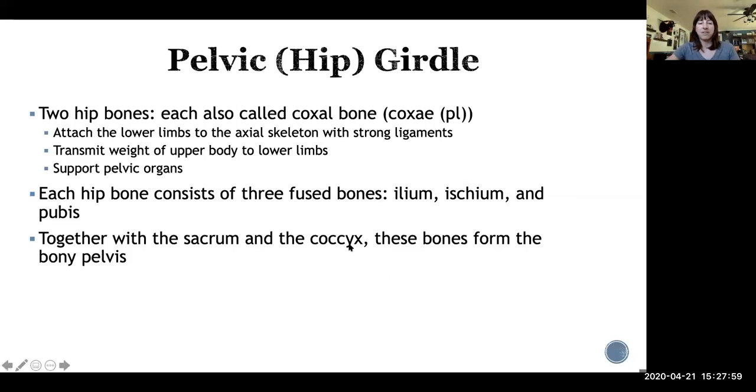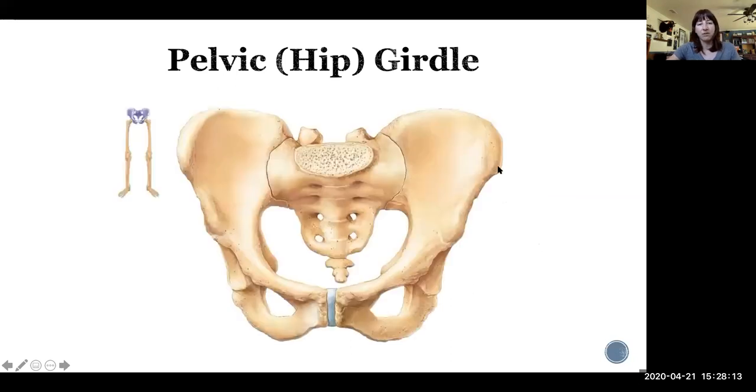Of course, the sacrum and the coccyx are technically part of the axial skeleton, and the coxal bones, the hip bones on the outside, are considered part of the pelvic girdle, which is part of your appendicular skeleton, okay? So here's a pelvis, and you can see that it includes the sacrum and the coccyx, but these, of course, are part of your axial skeleton.